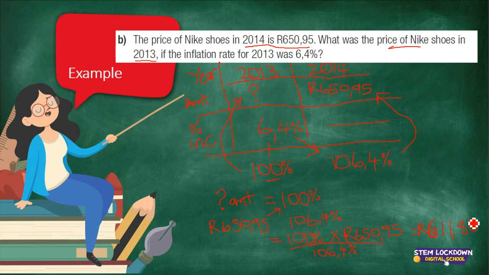Now here's the mistake that learners make. When we are looking at a previous amount, learners want to decrease this figure by 6.4%. That is actually incorrect, because the 6.4% is 6.4% of this figure, not this figure. So you are not allowed to say minus 6.4%.